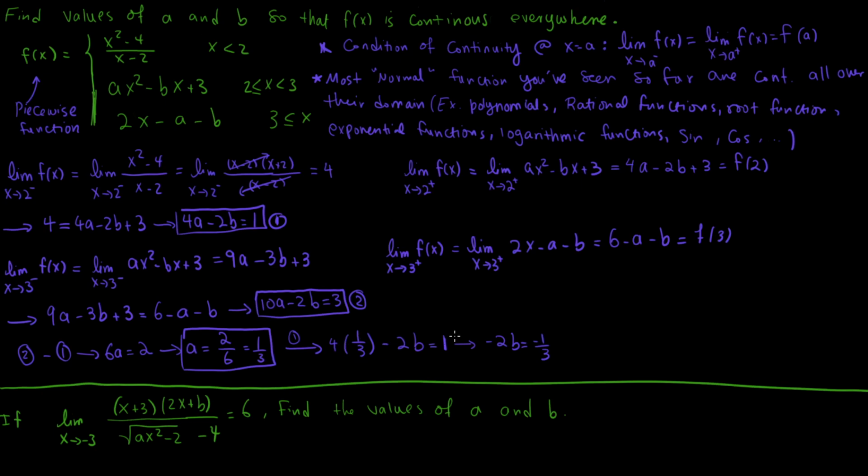This 4 over 3 goes to the other side. 1 minus 4 over 3 is negative 1 over 3. That means b is just equal to 1 over 6.